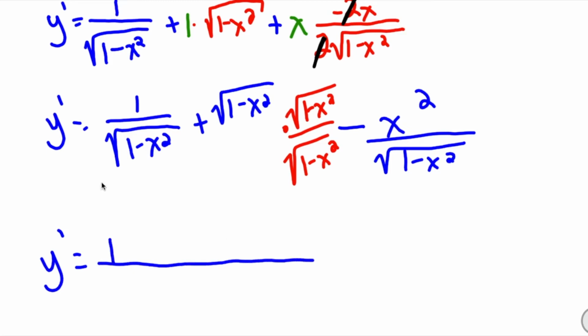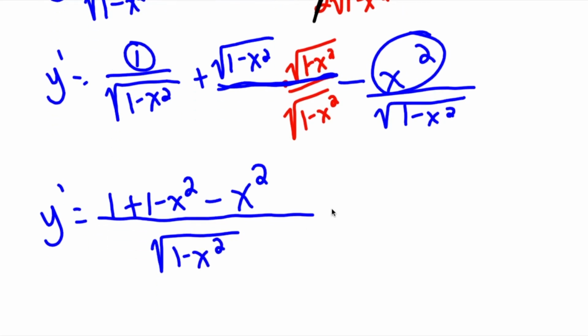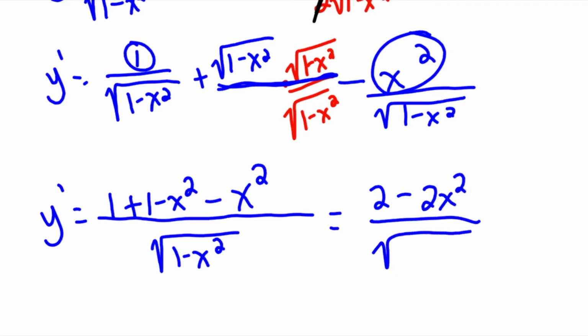So I have 1 from this numerator plus, and then this numerator, when I multiply these, all it does is get rid of my square root and leave me with 1 minus x squared, and then minus this numerator is x squared. And this is all going to be over 1 minus x squared. Alright, so let's clean that up. 1 plus 1 is 2, minus x squared is 2x squared, all over square root of 1 minus x squared.